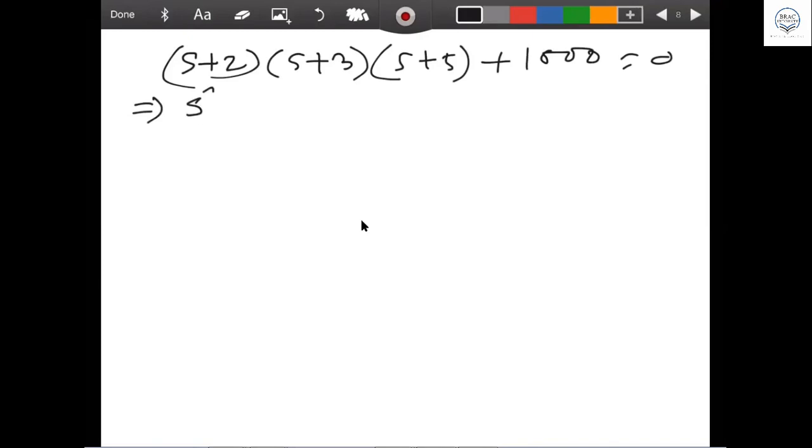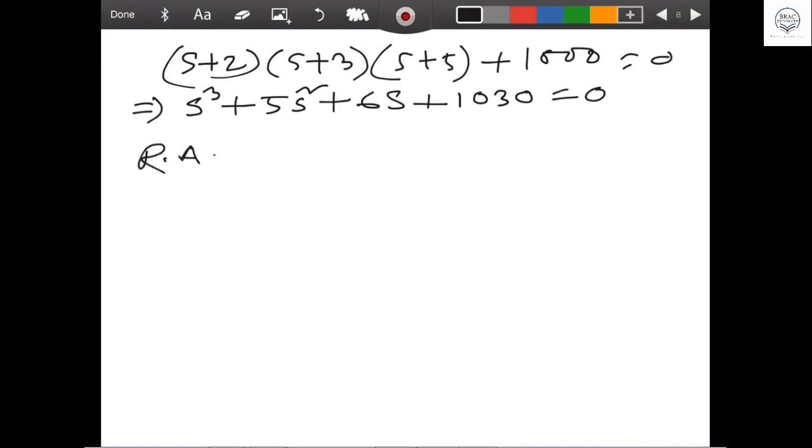S cube plus 5s square plus 6s plus 1030. Good. Now, if you construct the Ruthian array, what is it? S to the power what here? Cube. Then S to the power 2, S to the power 1 and S to the power 0.